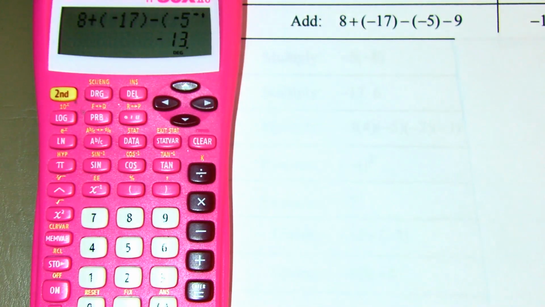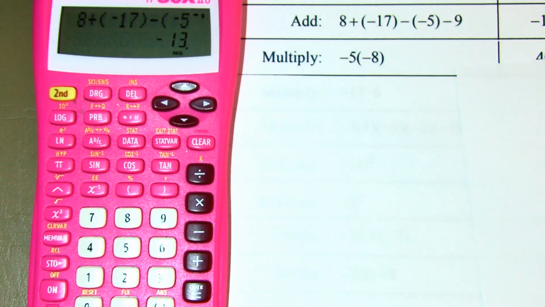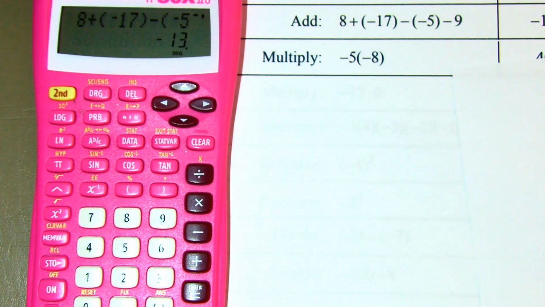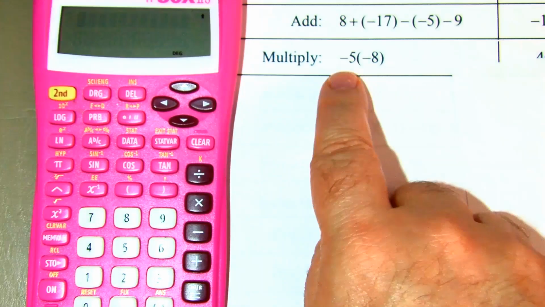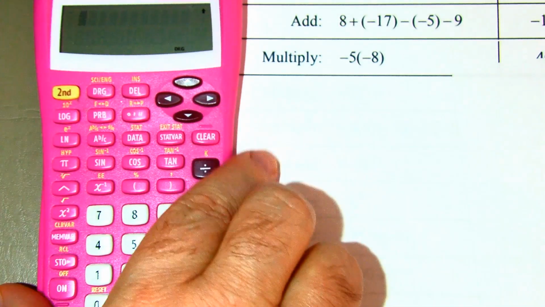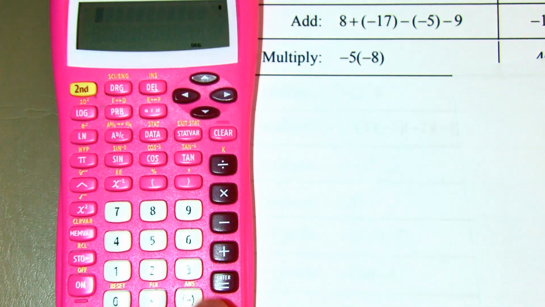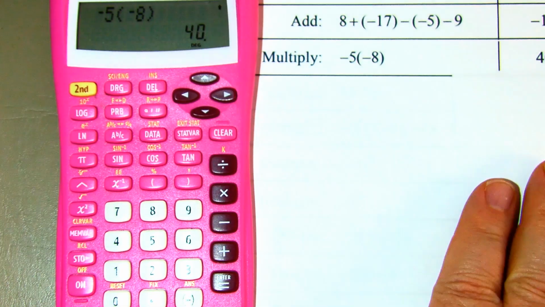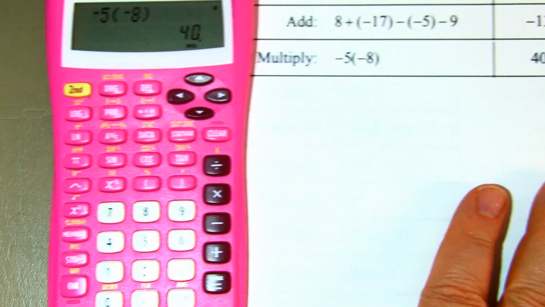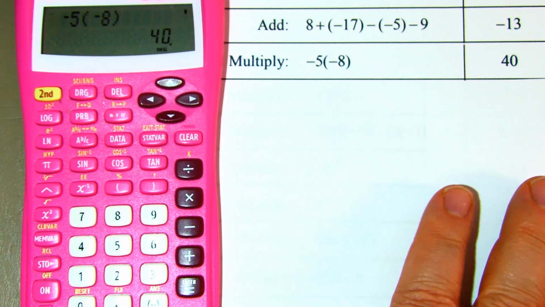Well, now we get to multiplication. It's asking us to multiply. First, without the rule, I'm just going to see what my calculator gives me. Negative 5 times negative 8. Well, that's the negative 5. Open the parentheses. Type negative 8. Close the parentheses. And I hit equals. And sure enough, it gives me a positive 40. Okay? Now, why does it do that?